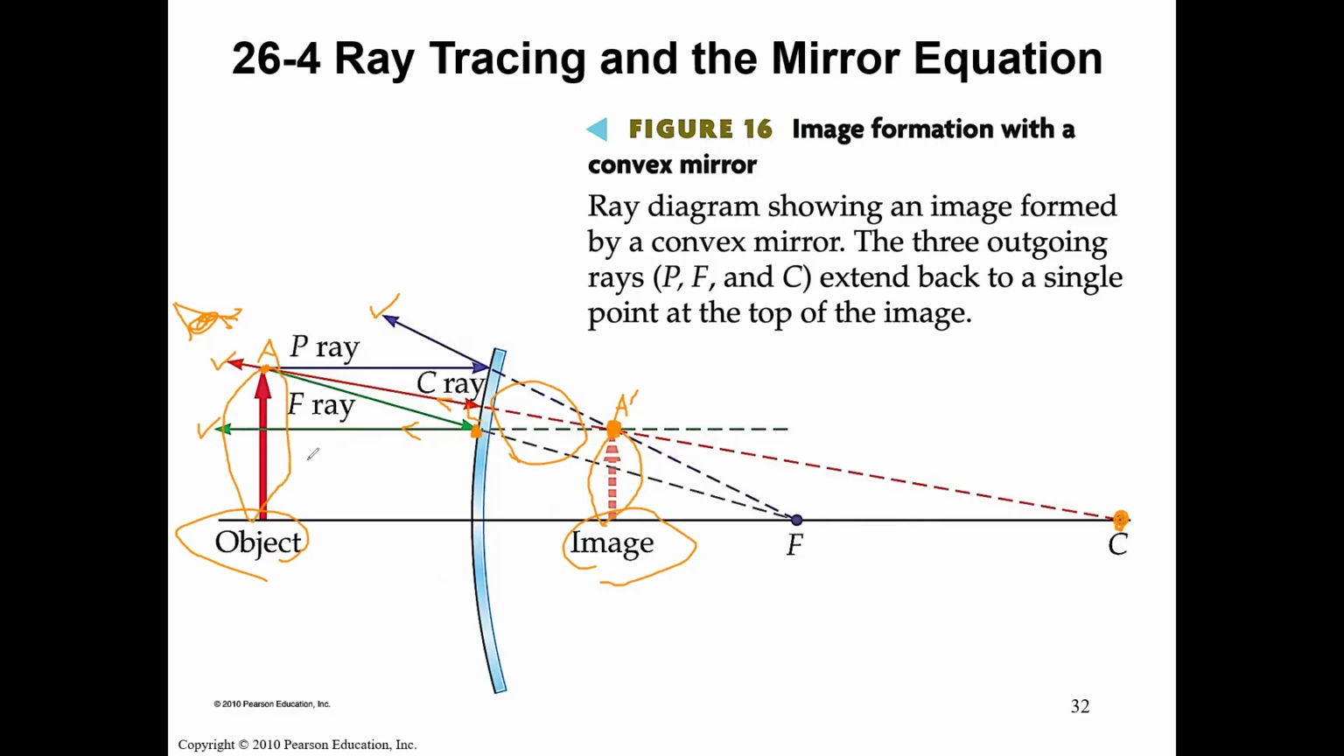So this is telling us if we use this ray tracing technique, we draw the parallel lines, the focal lines, and the center of curvature rays, we can figure out how they get reflected by a mirror. We can figure out the size of the image, the position of the image, and the orientation of the image. So in case of the convex mirror, it actually forms a virtual image. The image is upright, and the image is smaller than the object. So how does it work for a concave mirror?